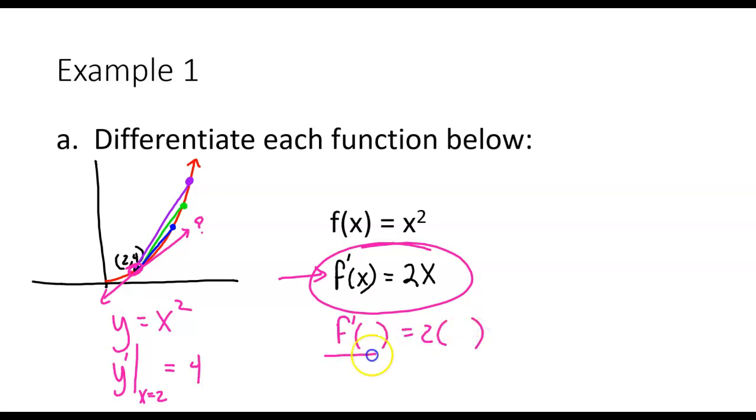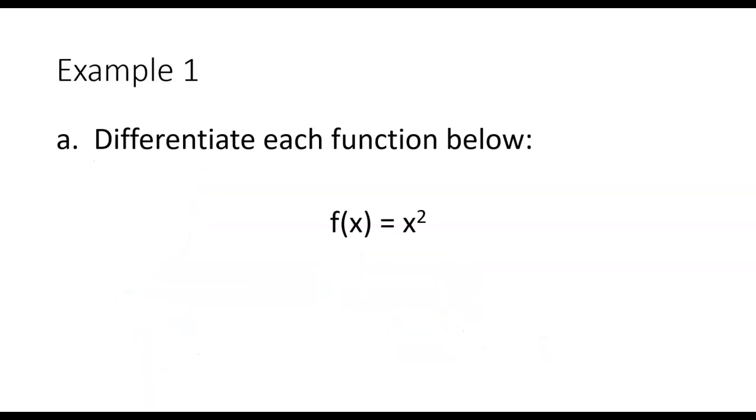I want to find what's my derivative, or in other words, my instantaneous rate of change, or my slope, at x equals 2. So I'm going to plug 2 in for x. 2 times 2 is 4. Boom. I've got a formula now that will tell me the slope of my function at any point. I don't have to do a table anymore. Okay, so let's do another explanation here.